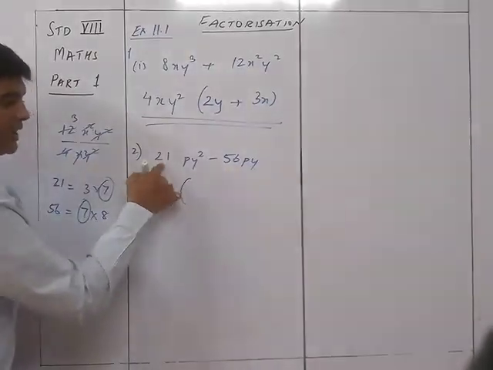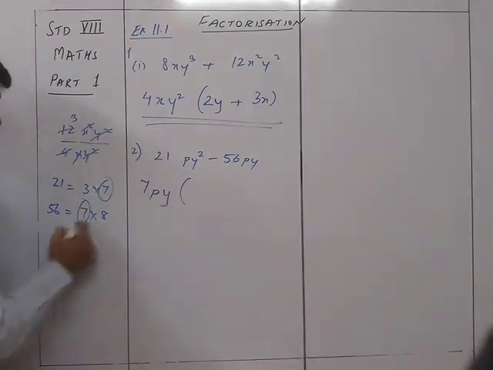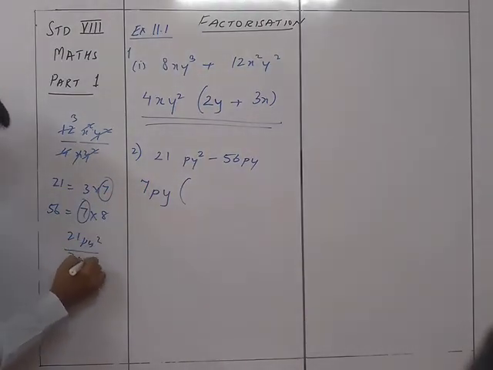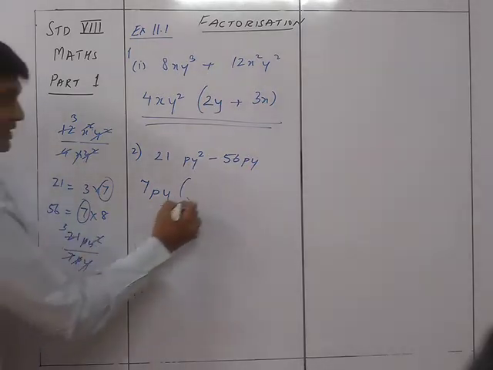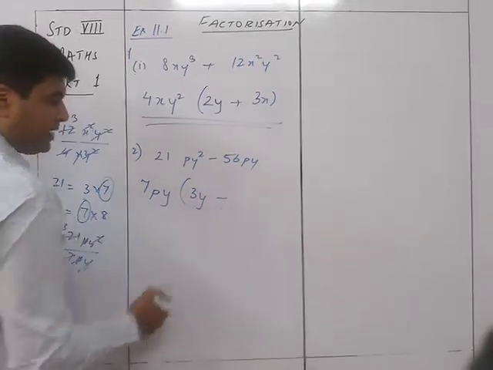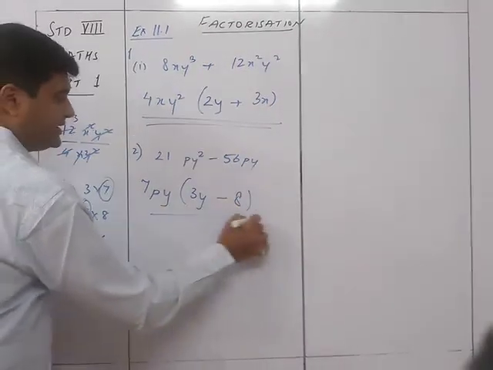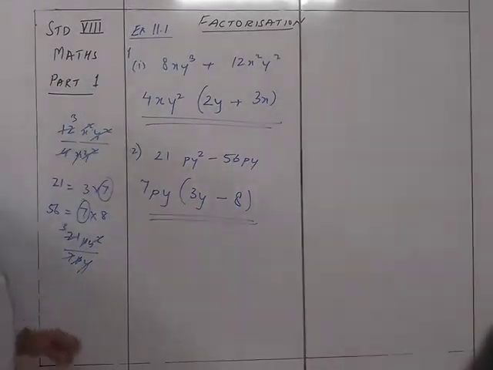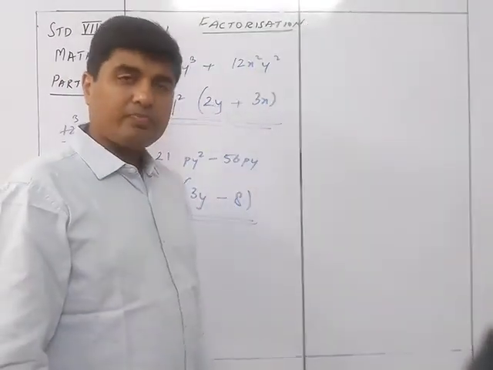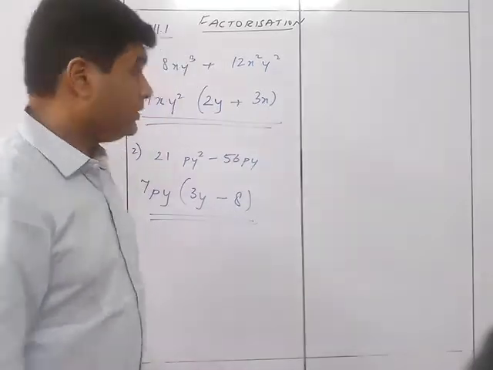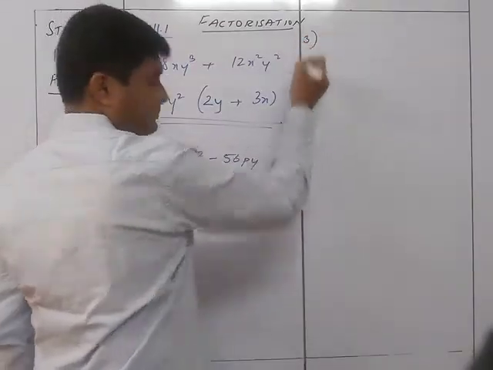So what is remaining now is 21py square upon 7py. So y cancels, p cancels, 21 divided by 7 is 3, so it will be 3y. Minus, py cancels and 56 divided by 7 gives 8. So the answer is 7py bracket 3y minus 8. Got it? We move on to the third sum.